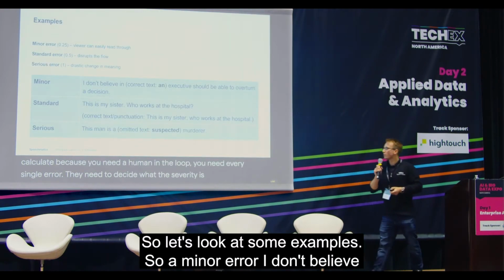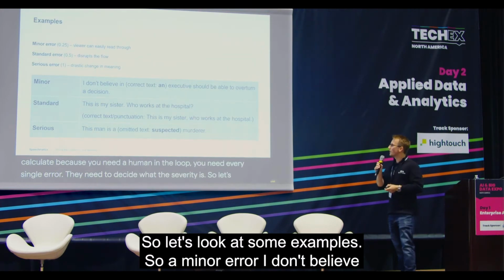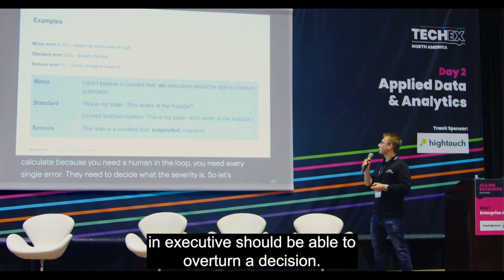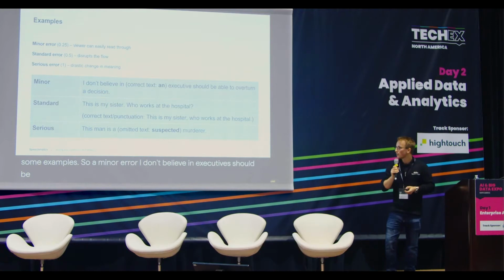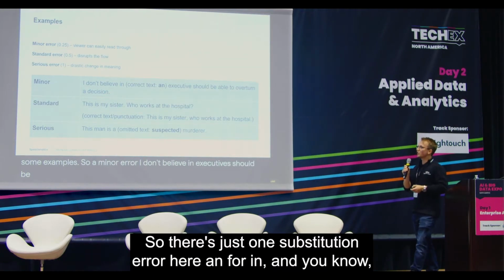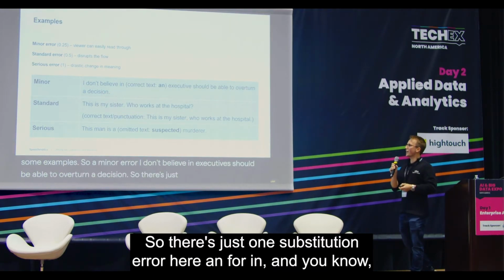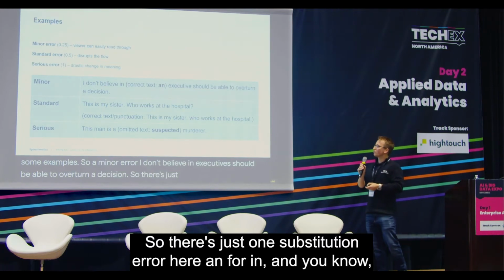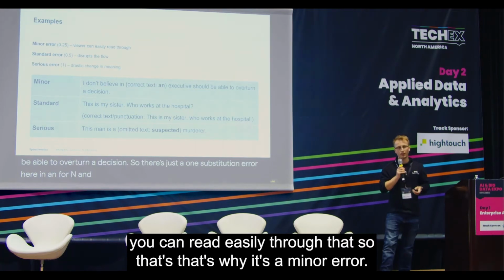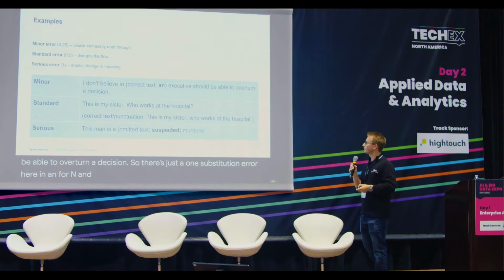So let's look at some examples. A minor error: "I don't believe executives should be able to overturn a decision." There's just one substitution error here, "for" in place of "in". And you can read easily through that. So that's why it's a minor error.